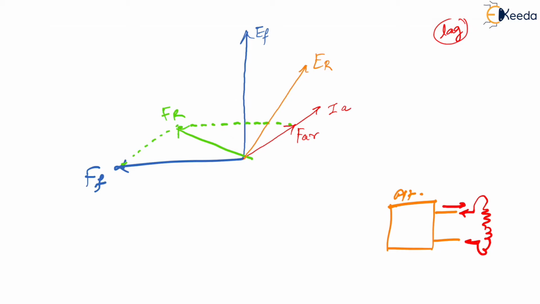What will happen? Some IA current will flow here, correct? And there will be some voltage here which is given by VT. This is going to be the terminal voltage. But now inside this machine, inside this alternator, what all things will be there, correct?